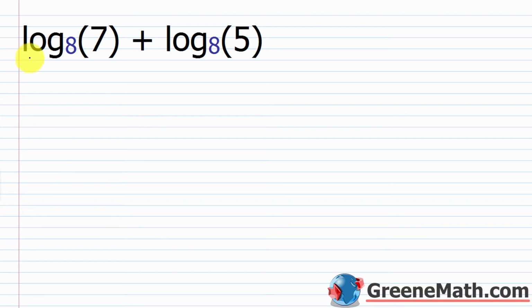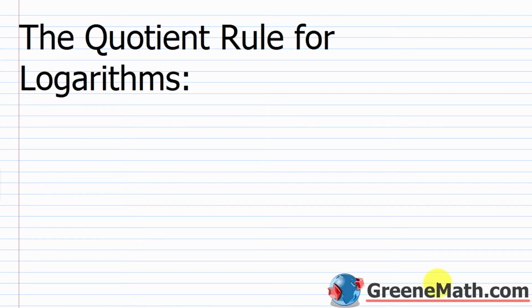Let's take a look at another one. If you saw something like log base 8 of 7 plus log base 8 of 5, what would you do? You have that log base 8 of, you've got a 7 here and a 5 here. So 7 times 5 will give me 35. So log base 8 of 35. All right, so very, very easy to deal with the product rule for logarithms.